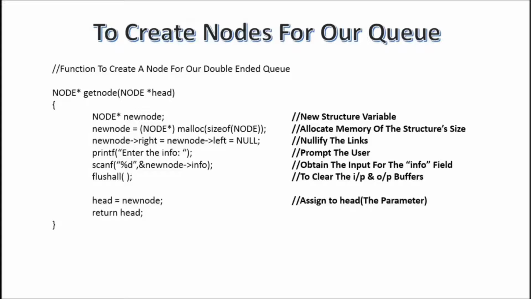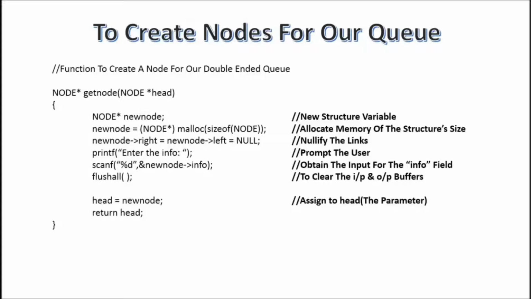So malloc takes one parameter, that is size. So sizeof(node) is what we want to allocate to the newly created node pointer. And we set new node's right equal to new node's left equal to null. So we nullify the links. Of course, we created the new structure pointer variable. It has three fields: one info field, one left link and one right link.